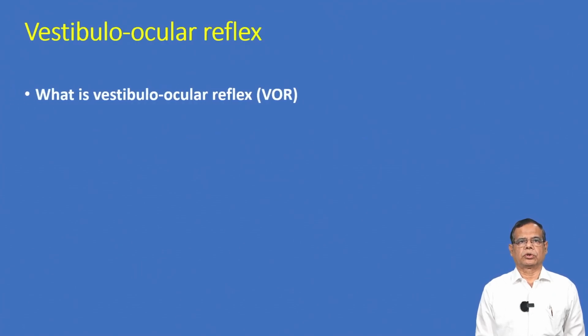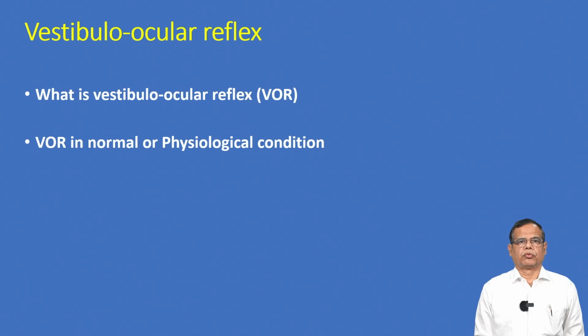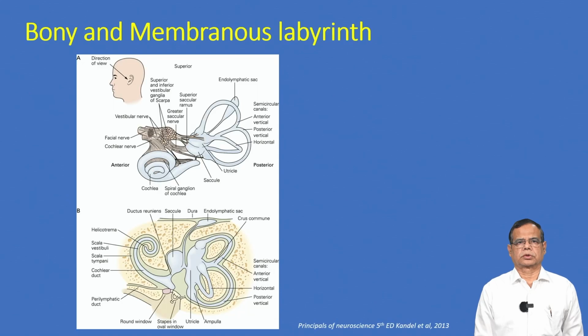In this video, I am going to discuss what is vestibulo-ocular reflex or VOR, then VOR in normal or physiological condition, and VOR in a comatose person. Let us identify some of the parts of the internal ear where our vestibular organs are present.